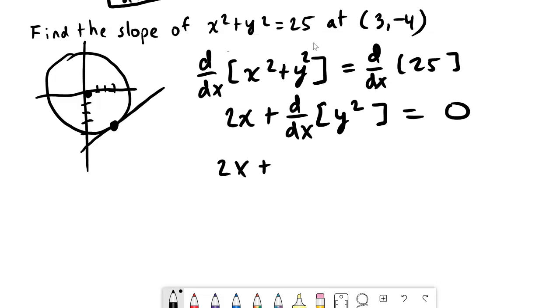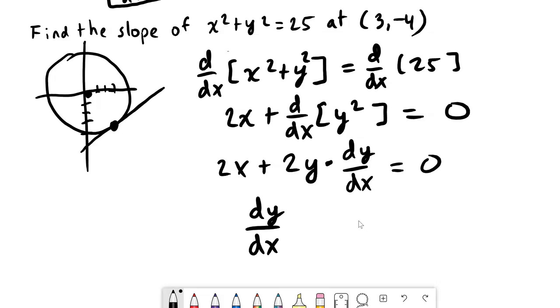This one we have to use the chain rule. Remember, it looks like the last example, so we take the derivative of the outside, keep the inside the same, which is y, and then tack on the chain, which is dy dx, and it's equal to 0. Our next step is to simply solve for dy dx.